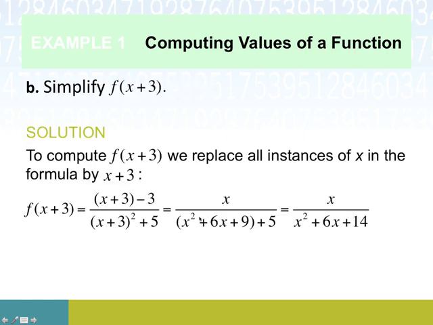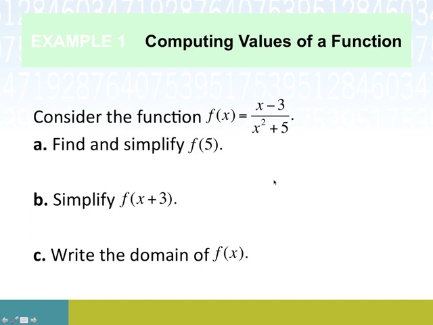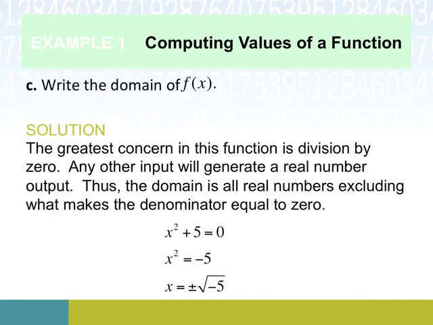So revisiting our function quickly to see what we're up against, there's our original function, and there's our denominator. So x squared plus 5 is what we have to make sure is non-zero. So x squared plus 5, hold that in your head for a second. We'll get back to it. Write the domain. There we go.